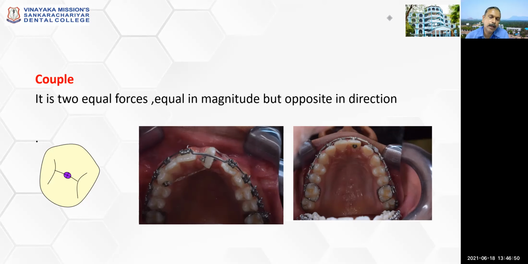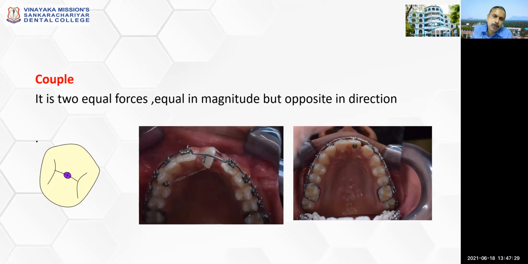So if you would like to apply a couple, that couple is applied for the example shown there, a rotated central incisor. So a rubber elastic chain is being connected onto the tooth on the palatal aspect. Another rubber elastic chain is being connected onto the labial aspect of the tooth. Ultimately, what happens? The tooth will try to rotate on its axis. That is a pure moment.